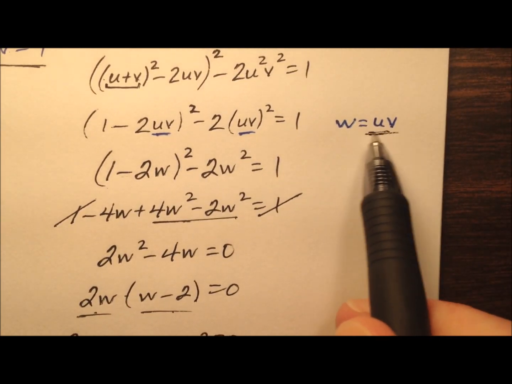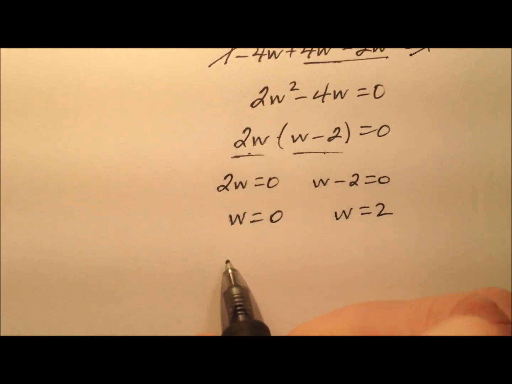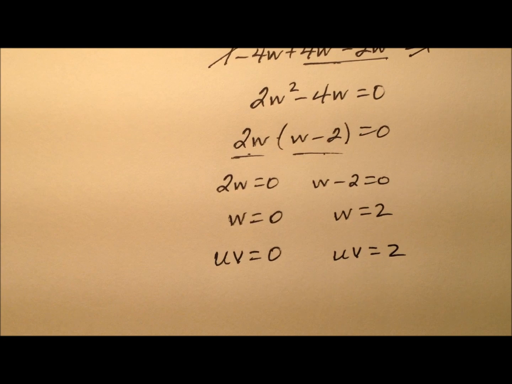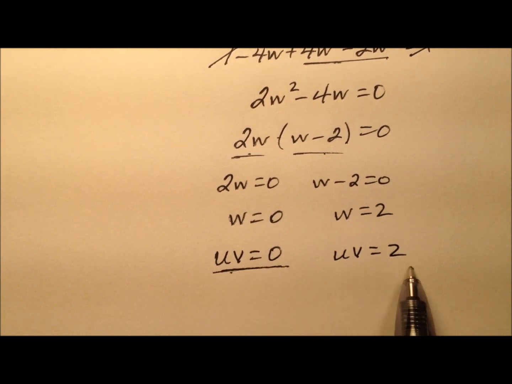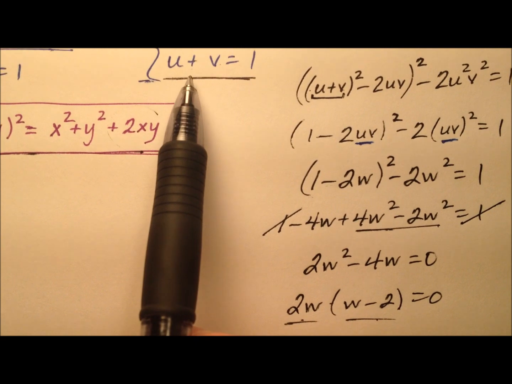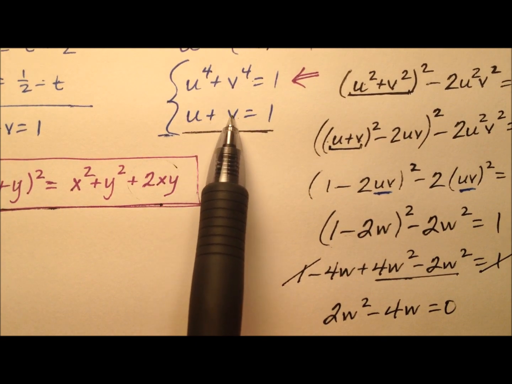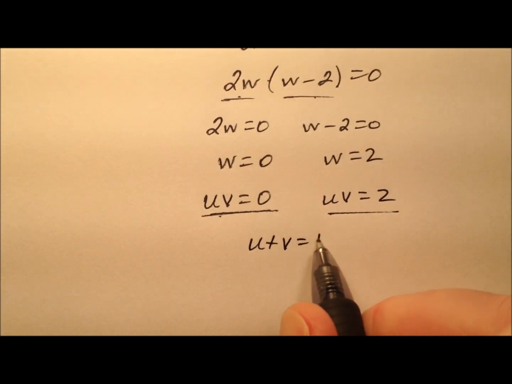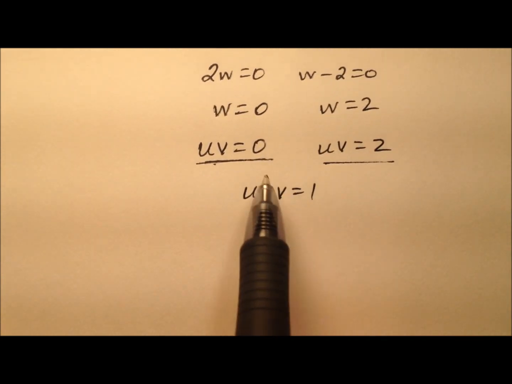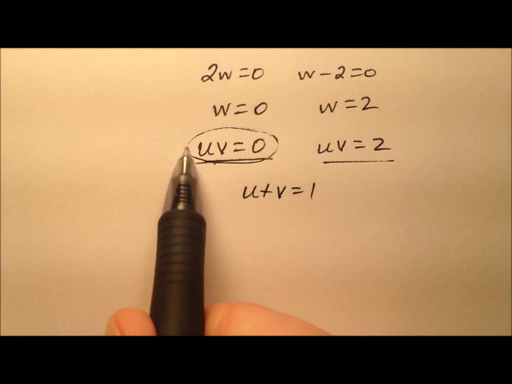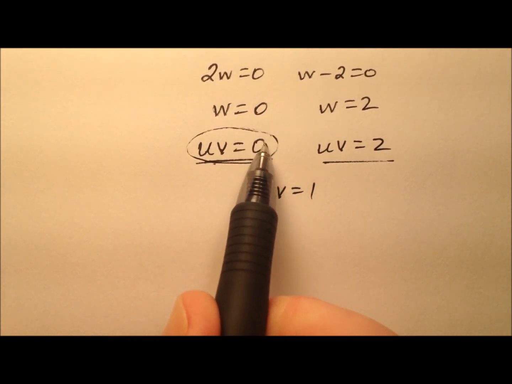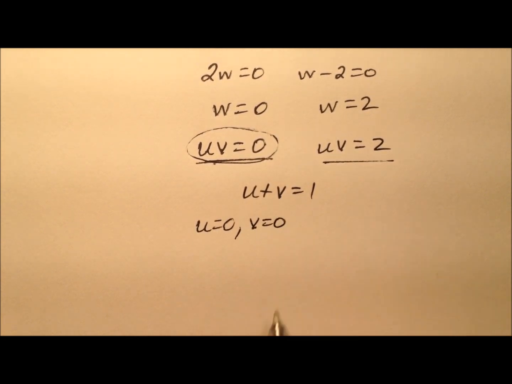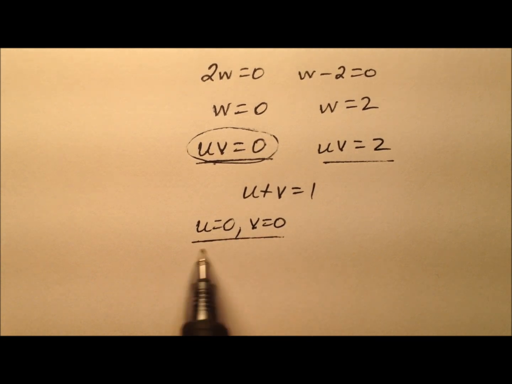Okay, but what was W? Well, it was U times V. So UV equals 0 or UV equals 2. And so we have these two equations. Let's also take into consideration this U plus V equals 1 once again. So U plus V equals 1. All right, so let's consider this first one first. If U times V equals 0, it's because either U equals 0 or V equals 0. So we'll use that here in a second.